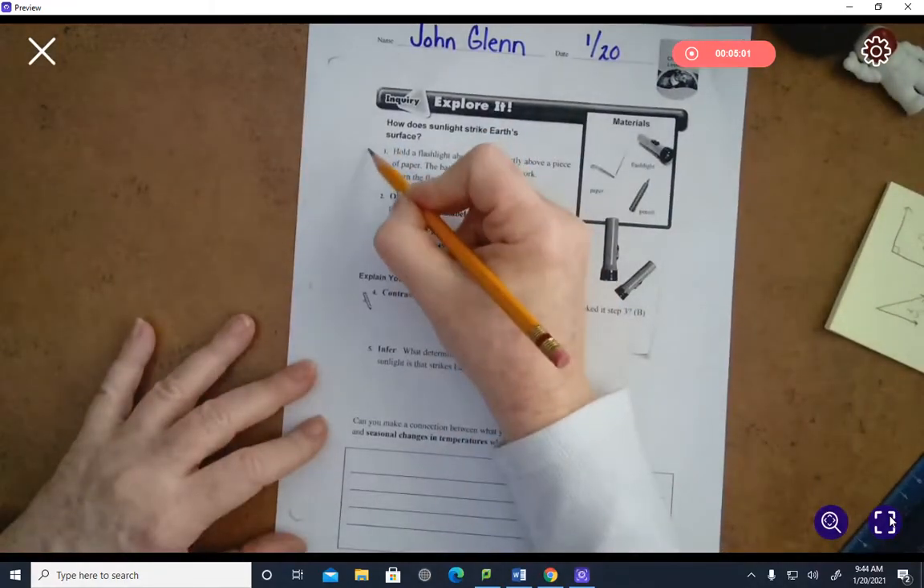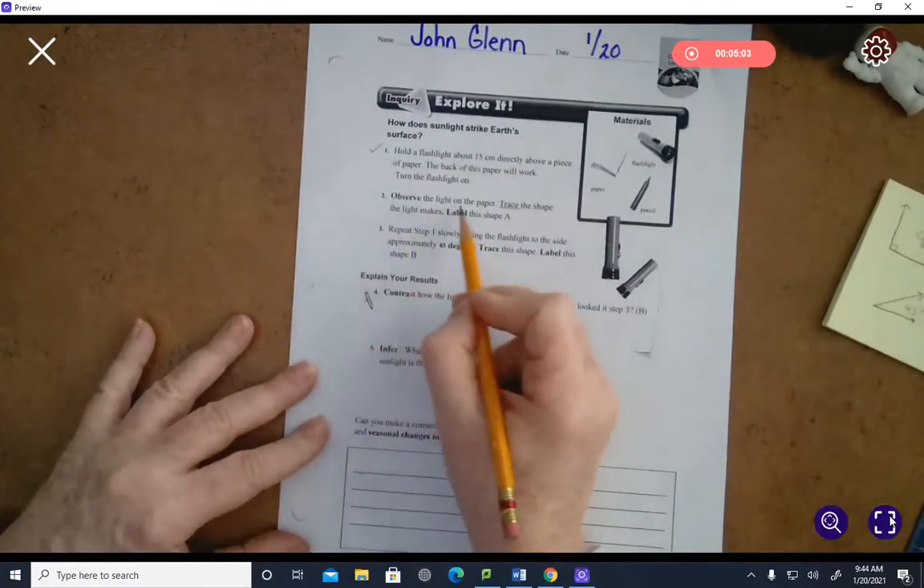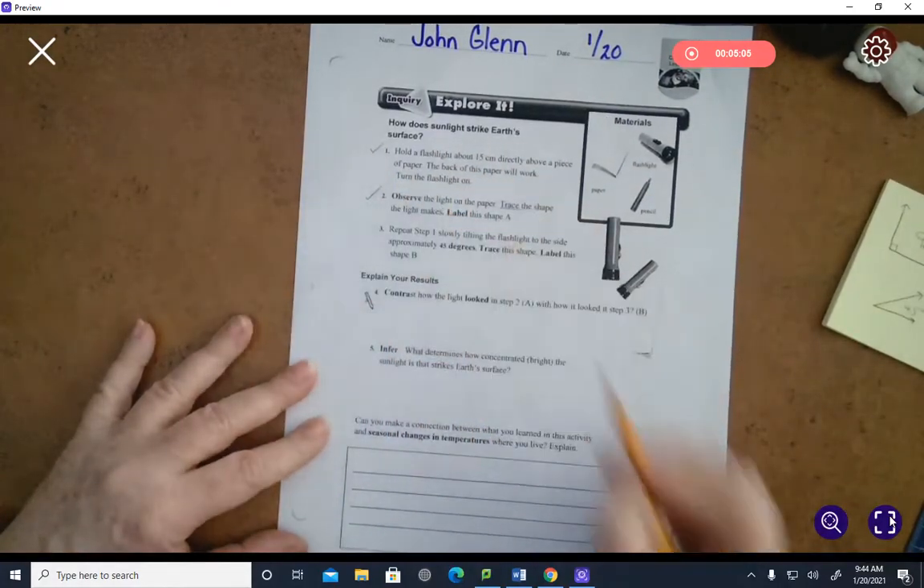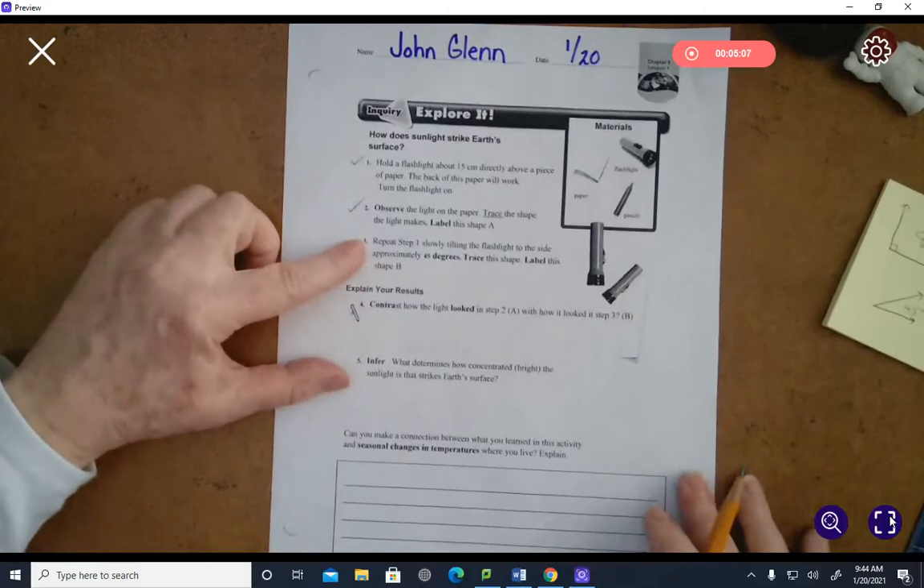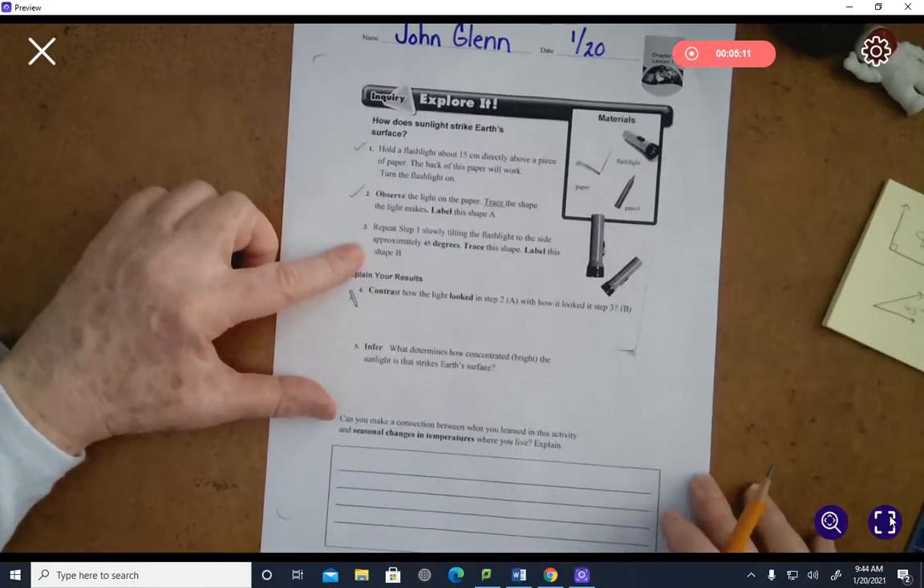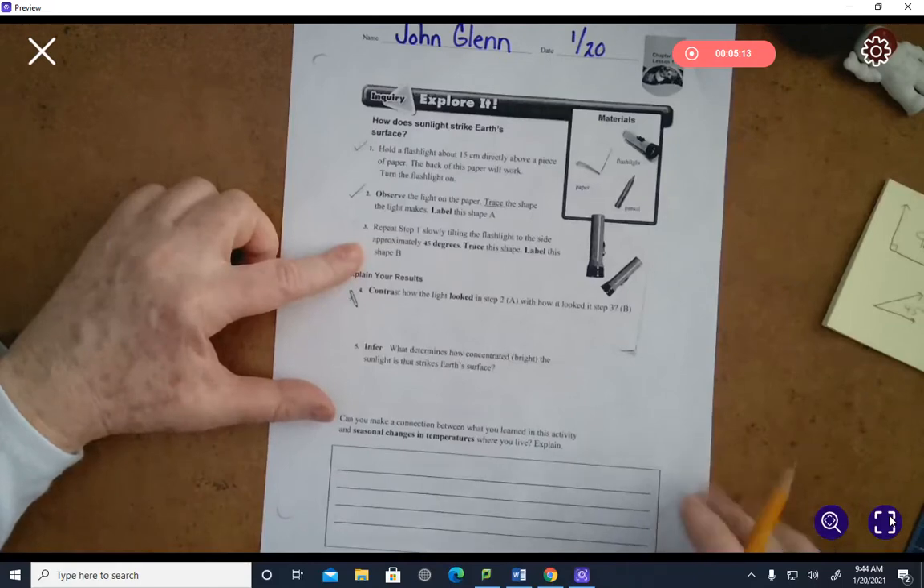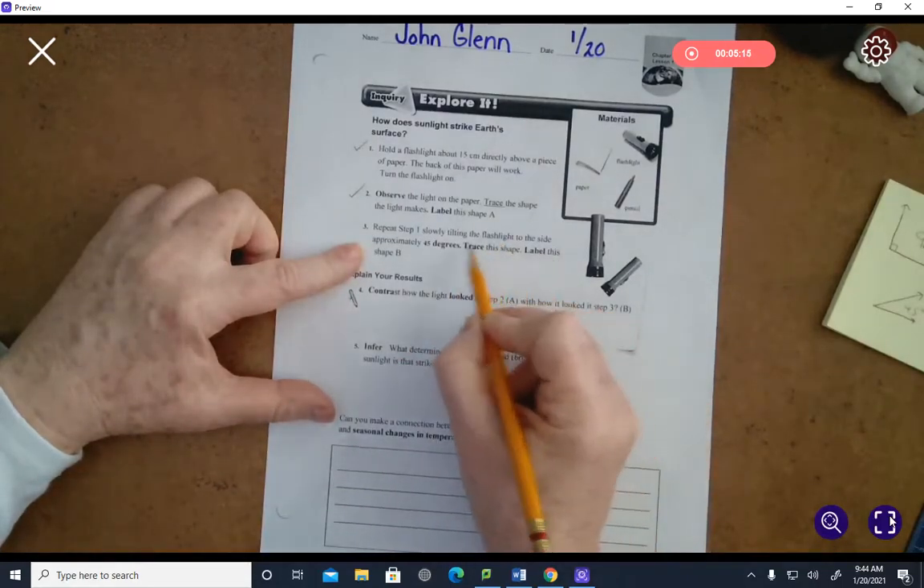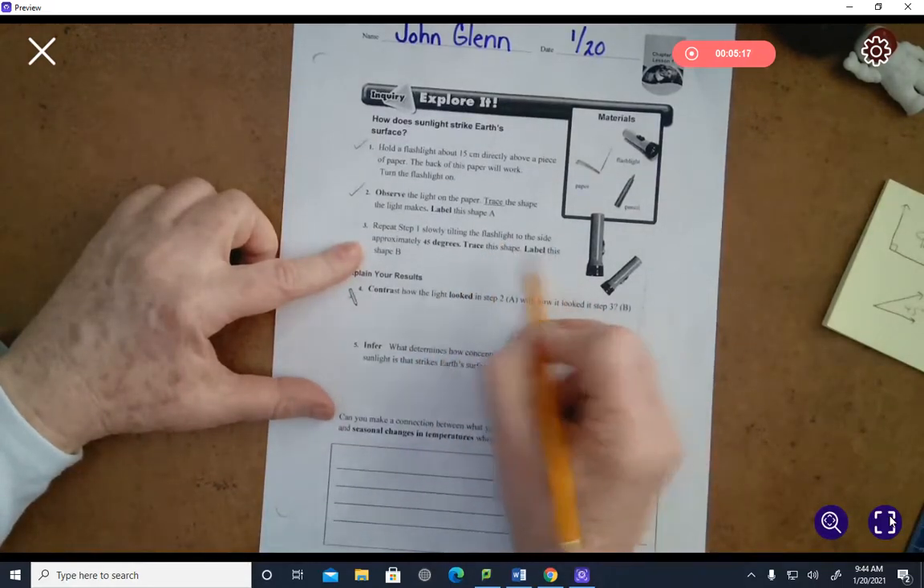So I did this one. I observed the light on the paper and traced the shape. I did that one. And it says to repeat step 1 slowly, tilting the flashlight to the side approximately 45 degrees. So I'm going to tilt and then trace this shape and label it B.